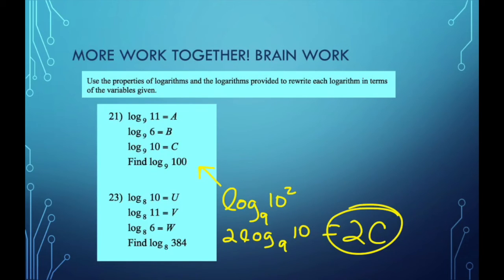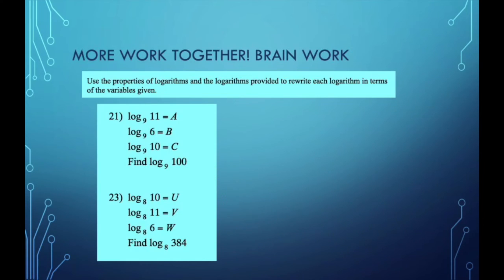Okay. All right, let's do number 23. Because we have 384, we've got to get it into something with a 10, something with an 11, or something with a 6, or a combination thereof. Is that 10 to the something power? Is that 11 to the something power? Is that 6 to the something power? Or is it 11 times 6 to the something power?